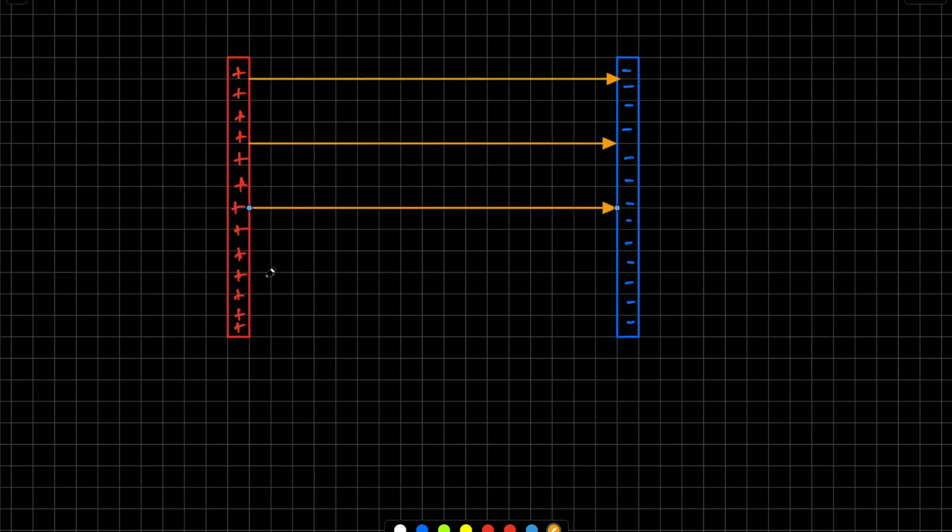Electric field vector would be pointing from positive charge to a negative charge. That's why the direction is towards right. So that's my electric field vector E. The direction of this vector is towards right, from positive charges to the negative charges.